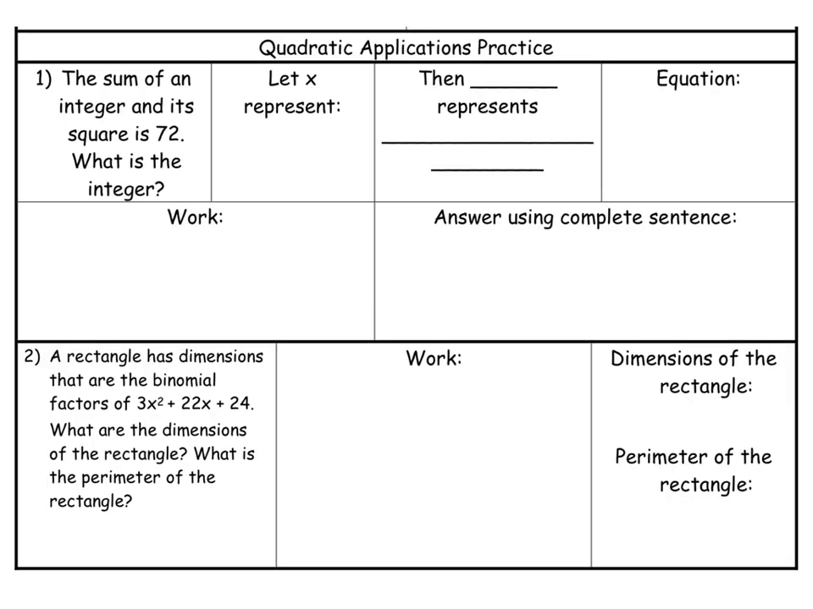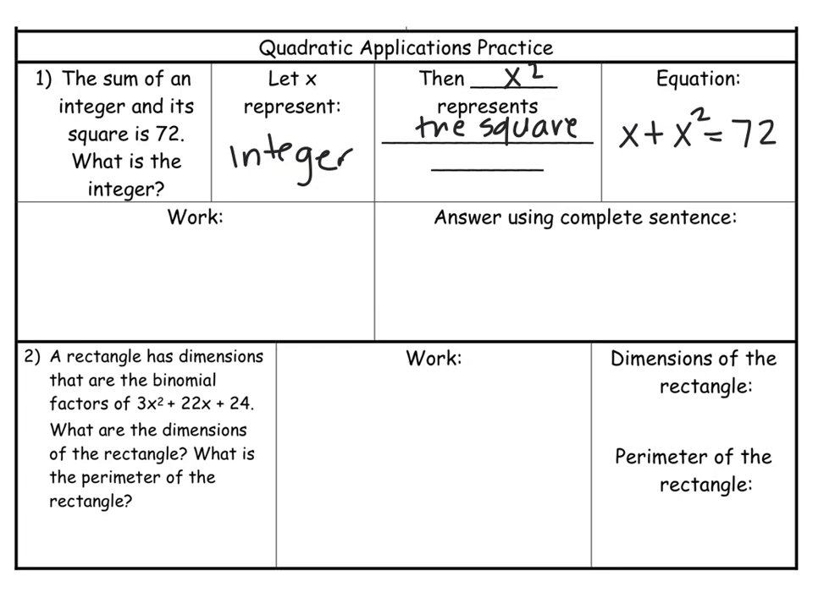So the zero product property actually helps us solve some quadratic word problems. So the first one says the sum of an integer and its square is 72. What is the integer? So we're going to use x to be the integer. So then x squared would be the square of the integer because it says the sum of an integer and its square. So the equation would be the sum of the integer and its square is 72. So this is our quadratic equation.